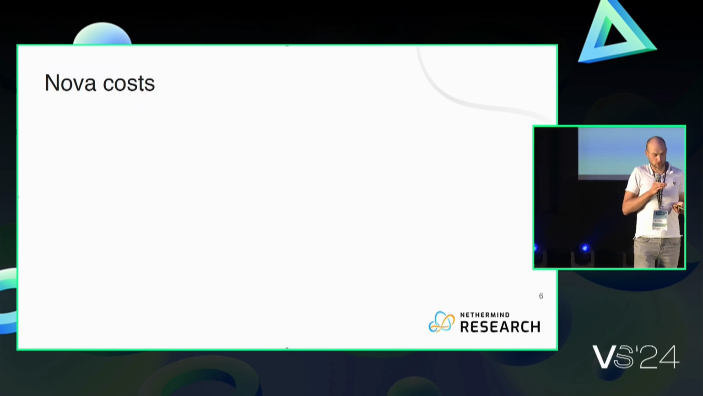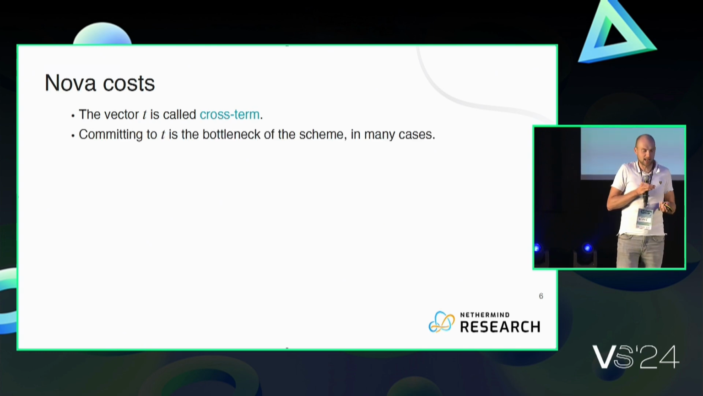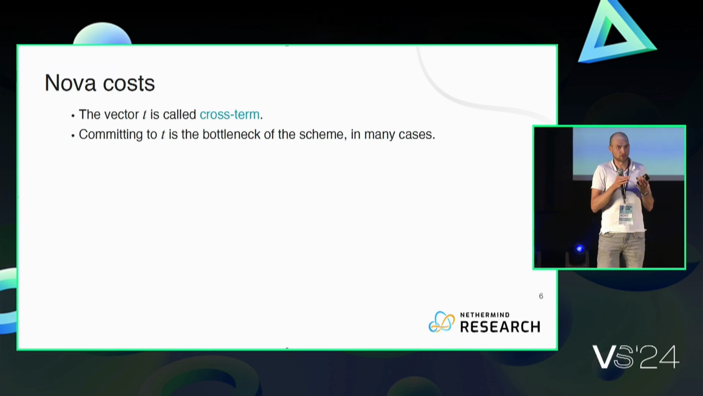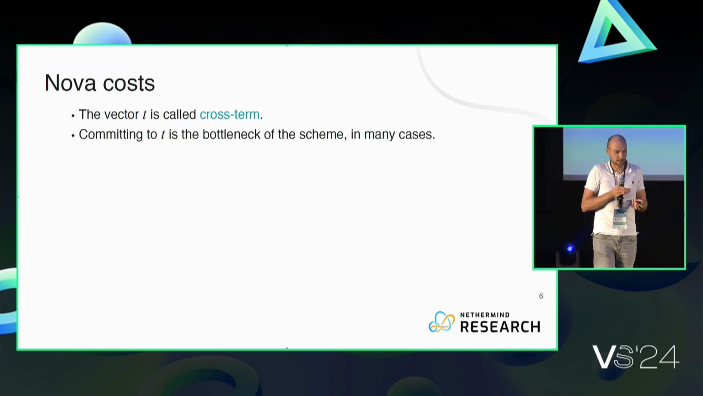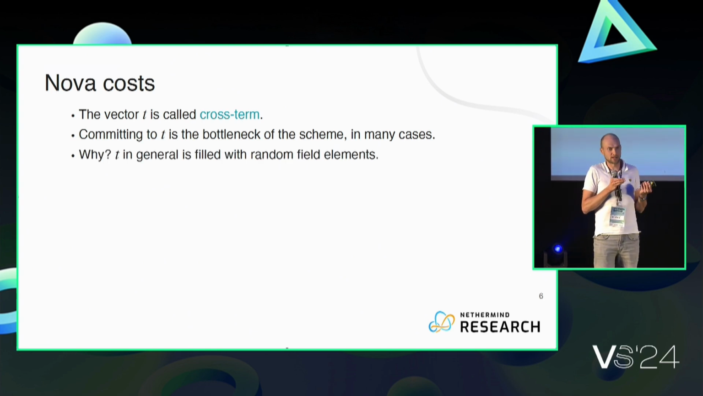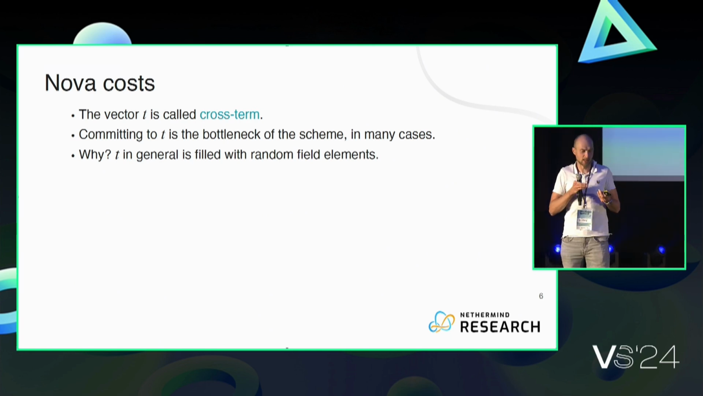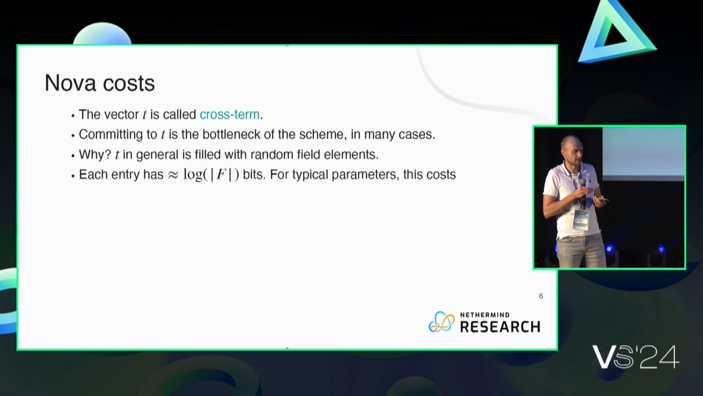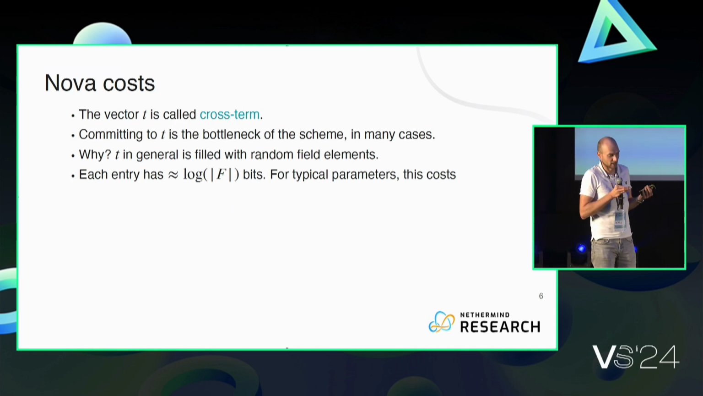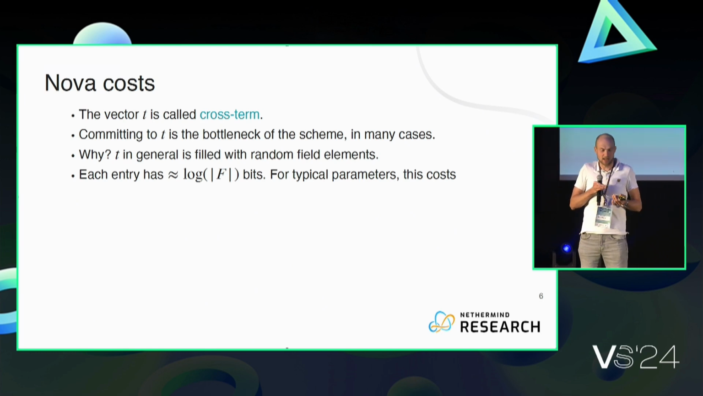Okay, so let's talk about cost. The vector T is called the cross term, and committing to T is a bottleneck of this scheme in many real-life cases. This is because T is filled with random field elements, and so each entry has a number of bits equal to the logarithm of the field size.